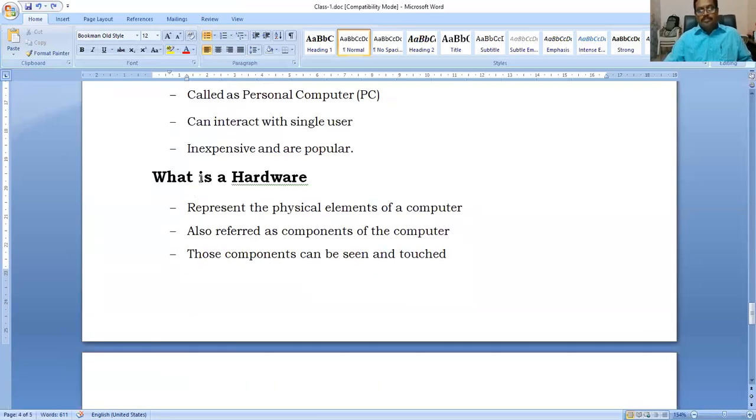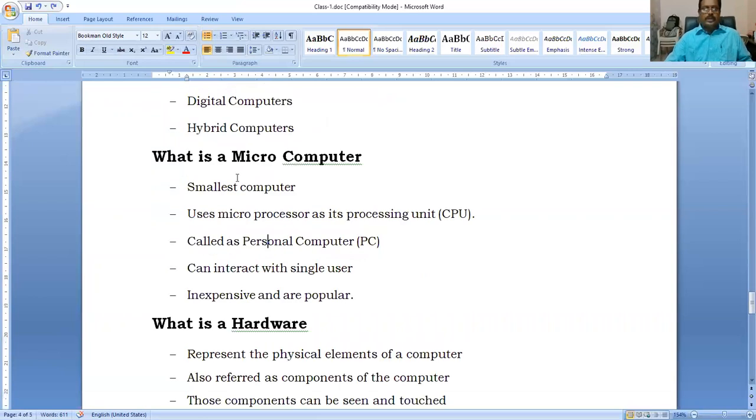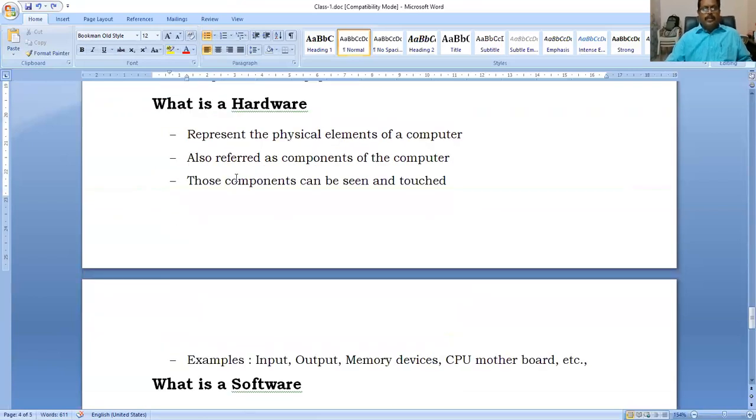That one will be the microcomputer. Generally, if we are going to specify what type of job you are going to do, a software engineer or a hardware engineer, they are going to specify what is the hardware and what is the software. The hardware is nothing but the physical elements of the computer.